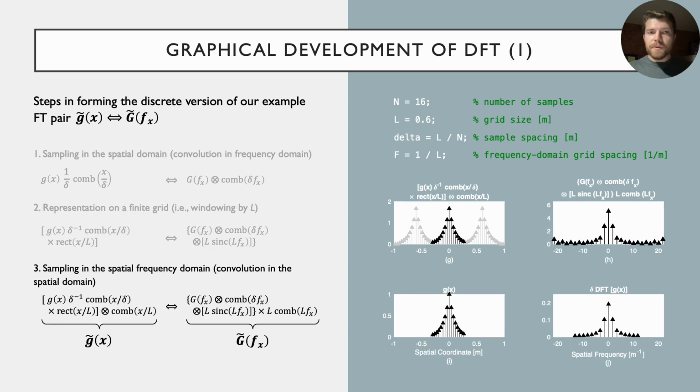Finally, we'll sample the frequency domain by multiplying our previously continuous function by a train of impulses. This causes periodic replication in our signal in the spatial domain outside of our window. In the bottom row, we show the actual sampled signal and its corresponding DFT for comparison to our derivation above.